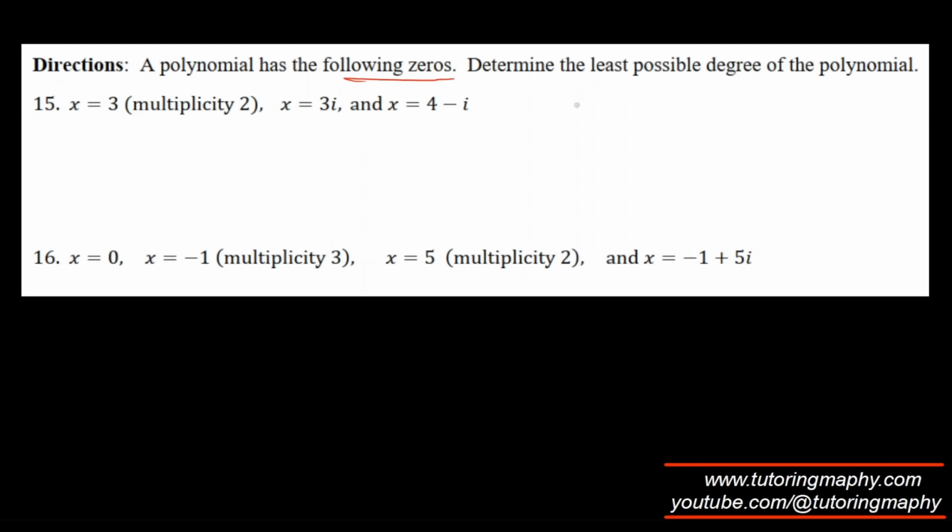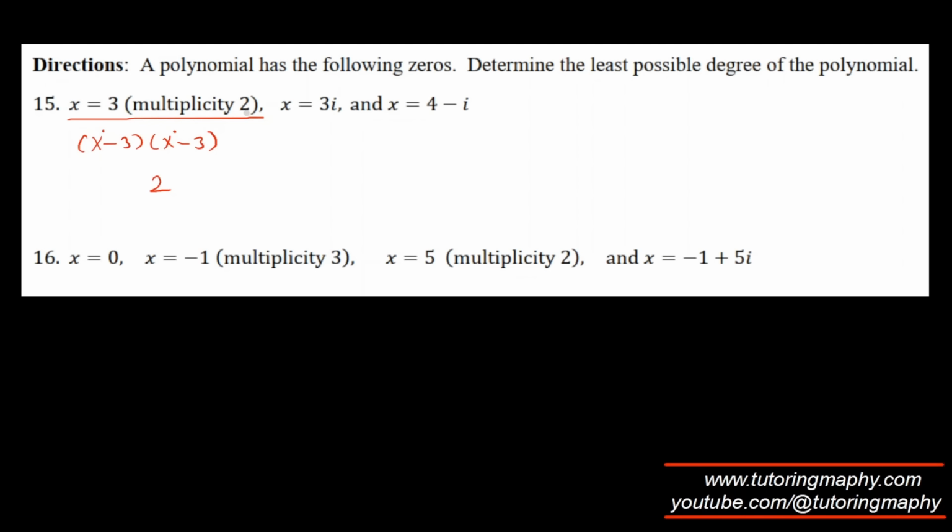A polynomial has the following zeros. Remember the least possible degree. Please pay attention to at least the first one. If you understand that, you can easily do the next one. So this is with multiplicity of 2, which means that I have x minus 3 appearing 2 times. So this is contributing to a power of 2. Can we agree on that? Because one power coming from here and one power coming from here.